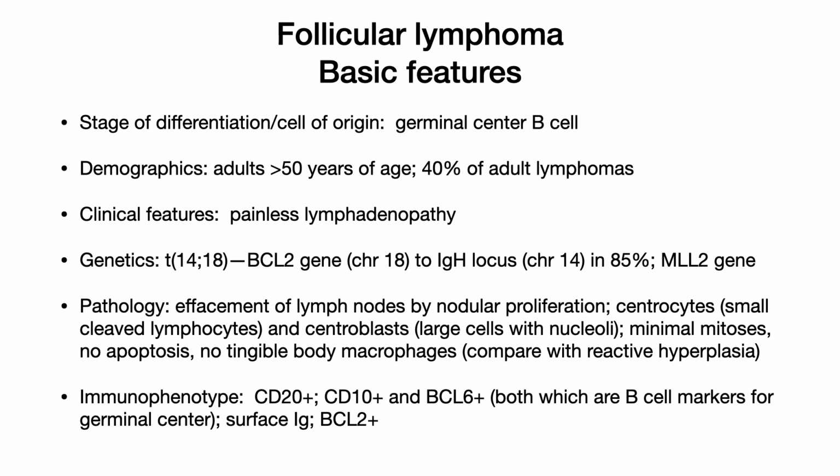So, continuing on with the specific types of non-Hodgkin's lymphoma, we'll talk about follicular lymphoma. This is germinal center B cell. A lot of the lymphomas, it seems like, have that as a cell of origin. Very common. It's 40% of adult lymphomas, mostly just in adults. And as with other lymphomas, they present with a painless lymphadenopathy.